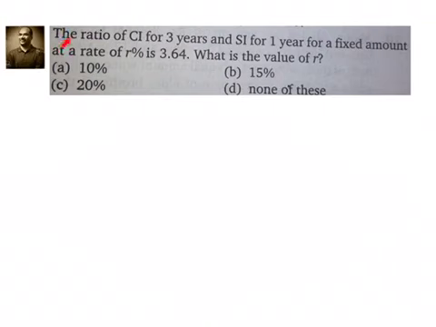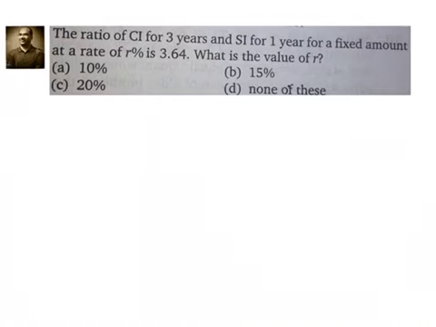Let us look at this problem. The ratio of compound interest for 3 years and SI for 1 year for a fixed amount at a rate of R% is 3.64. What is the value of R? So we have been given that the ratio of CI for 3 years and SI for 1 year for a fixed amount at a rate of R% is 3.64. We have to find out what is the value of R.